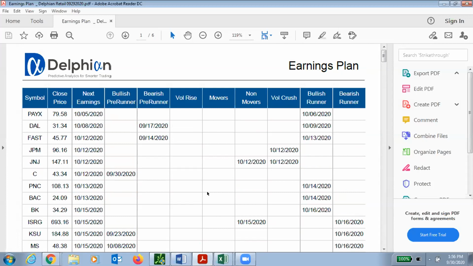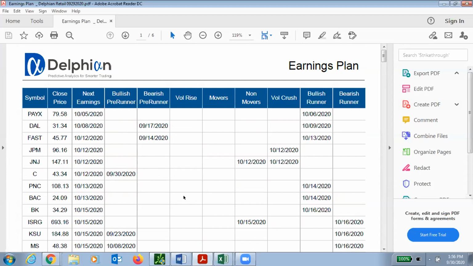We're trying to make that a little easier to use. We wanted to be able to sort by the bullish pre-runner, but we haven't had that functionality as of yet. So I think the Excel is going to be the way to help do that. But if anybody has any other comments or constructive criticism, or a way to sort or look at this a little better, please let me know.